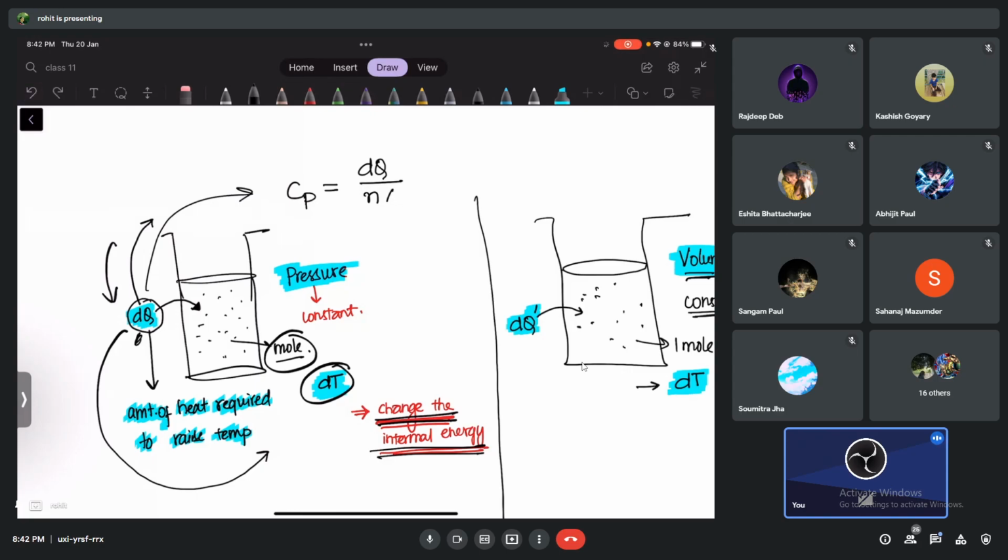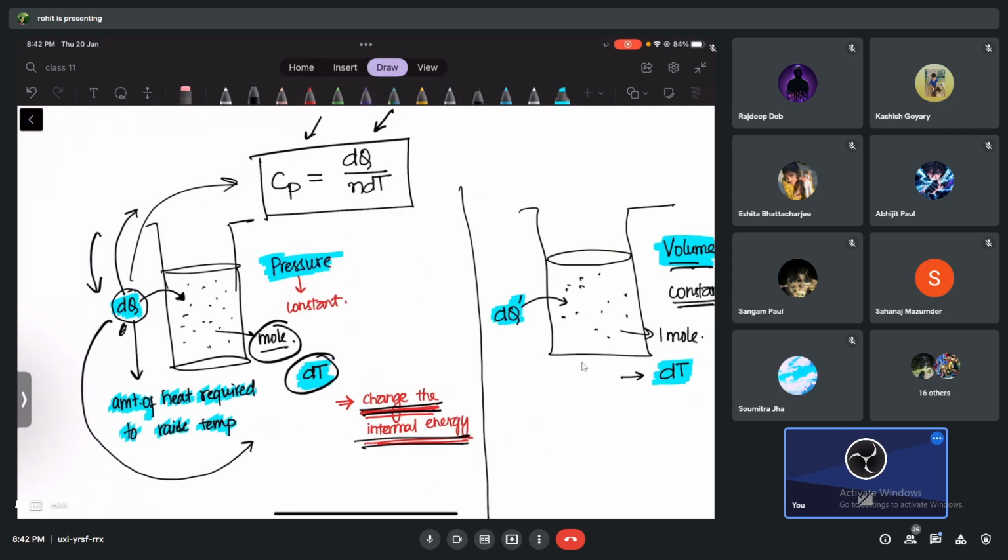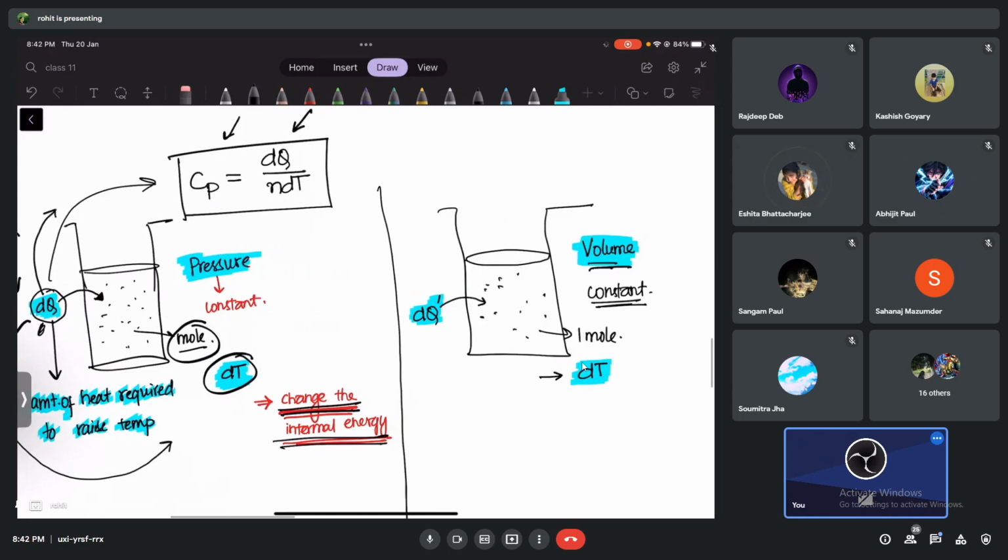Let me write dT this time, not delta T but dT, let me write capital T. Do you agree with me? This is the definition of specific heat at constant pressure, guys? Yes or no? Yes, sir. All of you agree with this one? Okay. What about in this case?